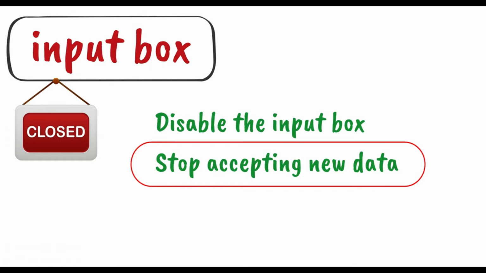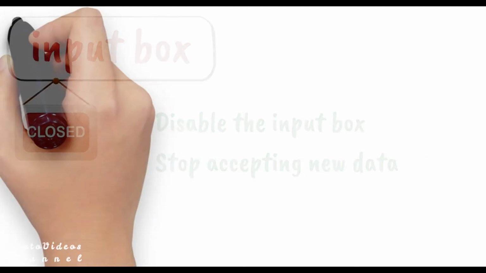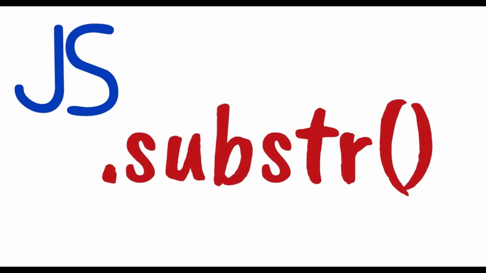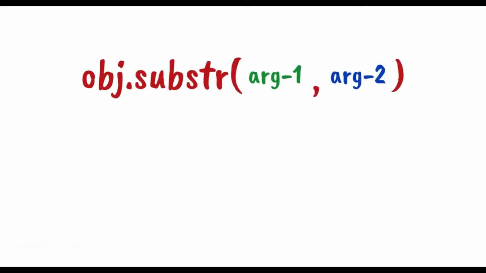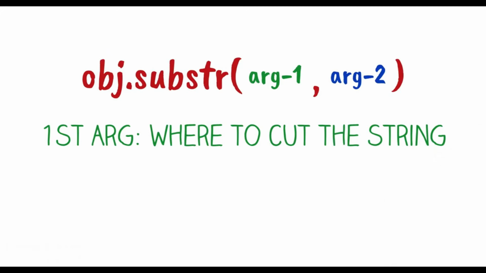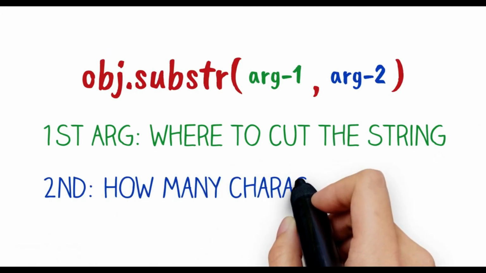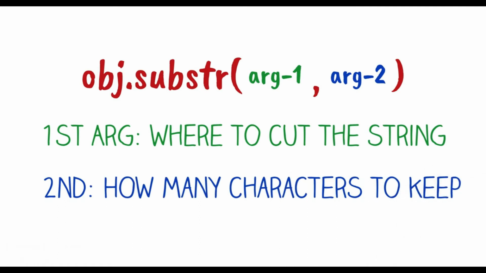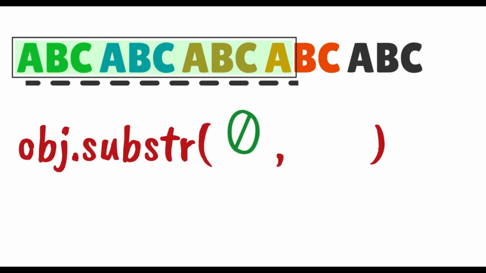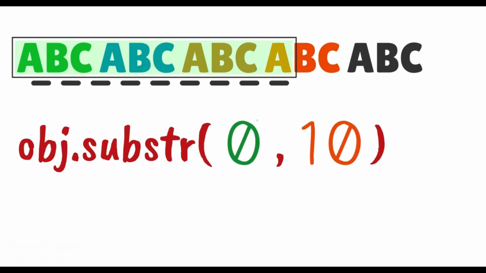So, what kind of tool can help us keep a selected part of a string? The JS method substring. Substring is used to crop strings at a designated location for a specified length. It has two arguments. The first one is for telling the method where you want to cut the string. The second argument tells the method how many characters you want to keep. For example, if we want the first 10 characters, we put 0 and 10 into the parentheses.